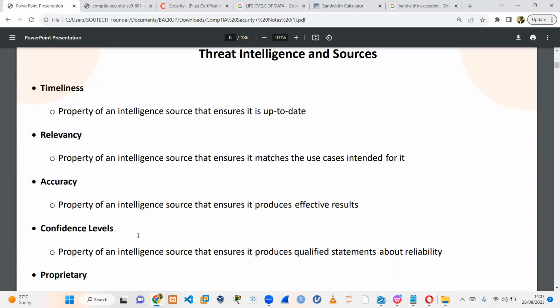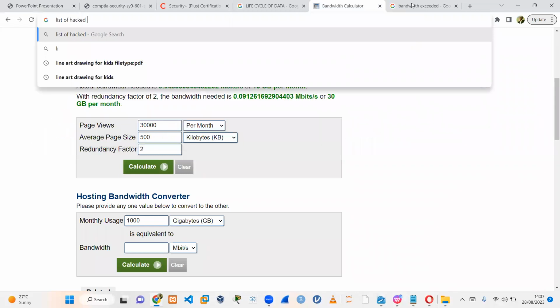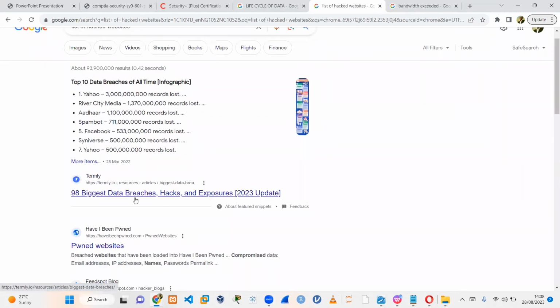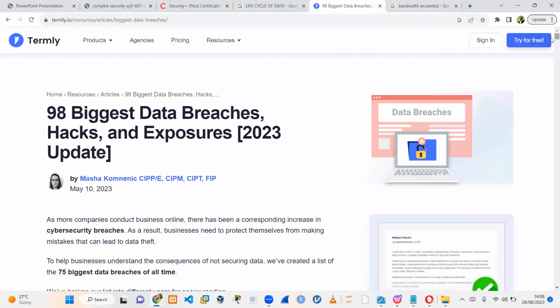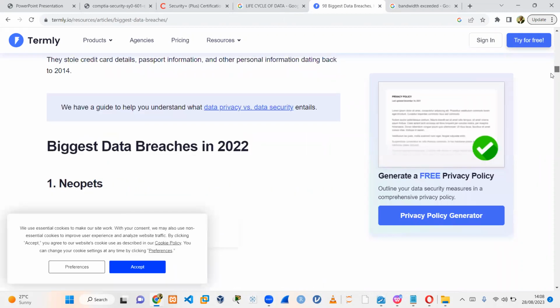Now, let's talk about threat intelligence. Threat intelligence has to do with gathering know-how. How does something happen? When did it happen? If I pick up a file now, can I get intelligence on this particular site? Let me say list of hacked websites. These are a list of sites that have been hacked before. Let's open it and see if we can do some basic forensics. Okay, this lists it in a certain way.